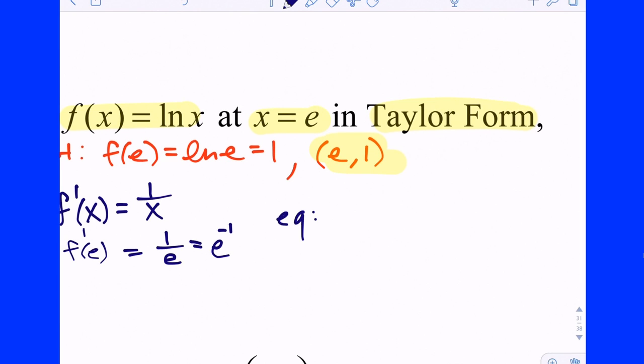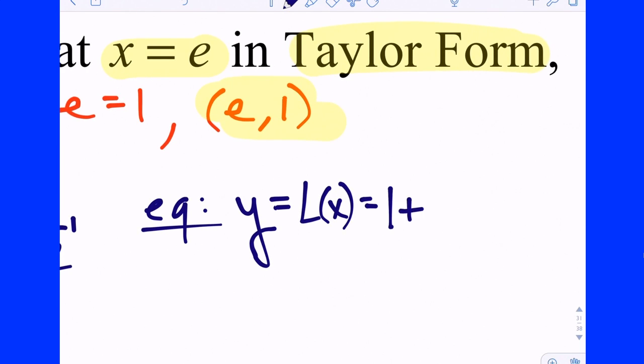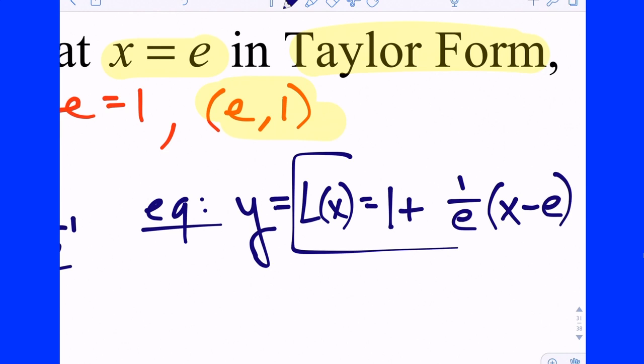So here's the equation. It said to call it L of x, because we're going to use it down below, so I'll go ahead and give it a more suitable name. And it's going to be the y value 1 plus the slope 1 over e times x minus e. Just be very diligent when you're writing the equation of the line, when you have your ingredients in front of you. If the recipe calls for flour before eggs, don't put eggs before flour. It's real easy to put your ingredients in wrong. I've seen a lot of people put the slope here instead of the y value, or put the y value there instead of the slope.